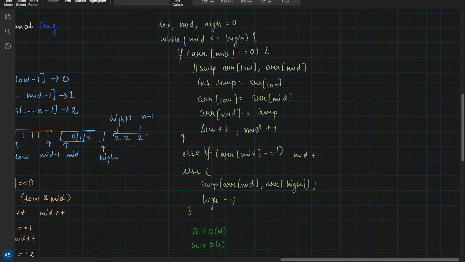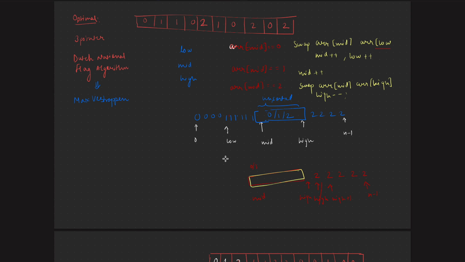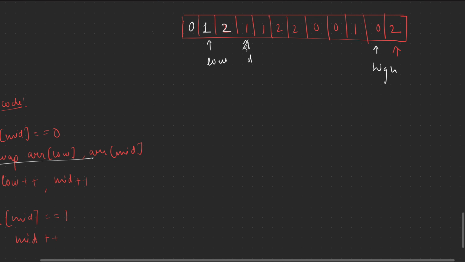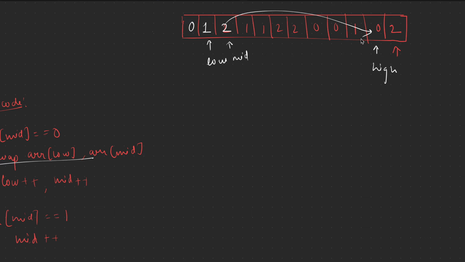Swap array of mid, array of high. Okay, we don't increase the mid pointer, so the mid element will be here only. Now again, array of mid is 2. What do we do? We swap array of mid and array of high.